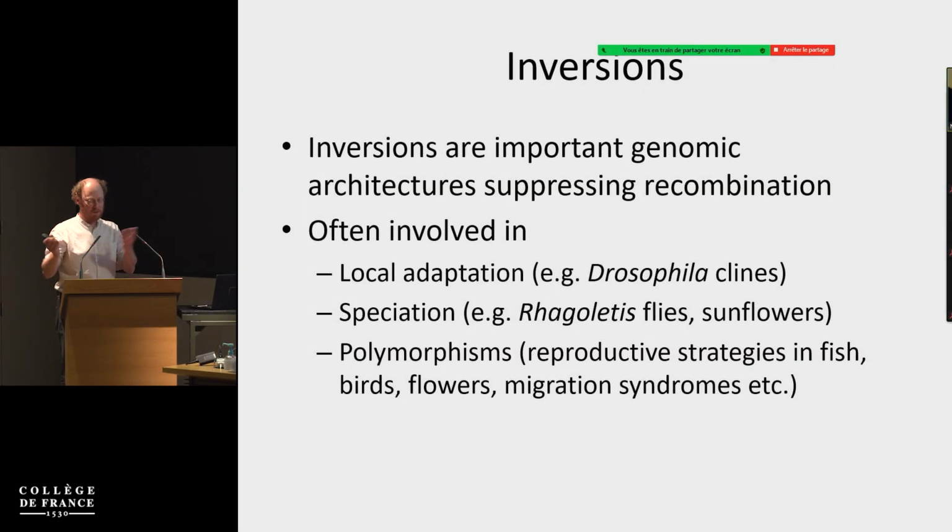So inversions, I'm not going to teach you too much about inversions, but they are important as genomic architectures which suppress recombination, and they are often involved in adaptation, speciation, or polymorphisms, and these are the cases where this recombination suppression effect is thought to have an important effect.